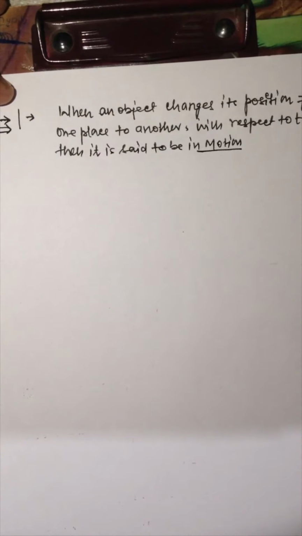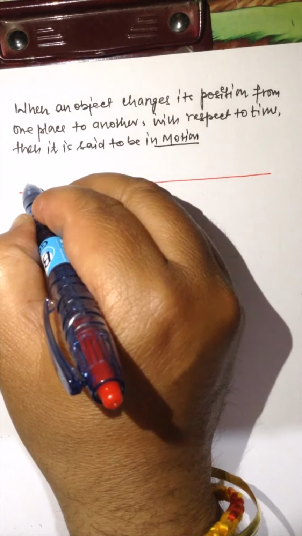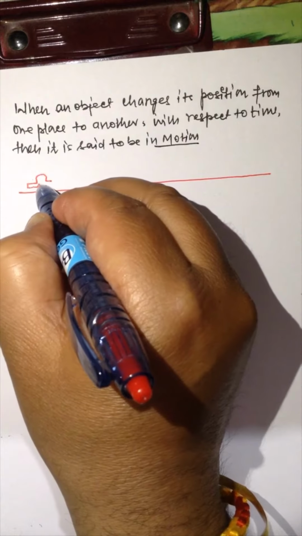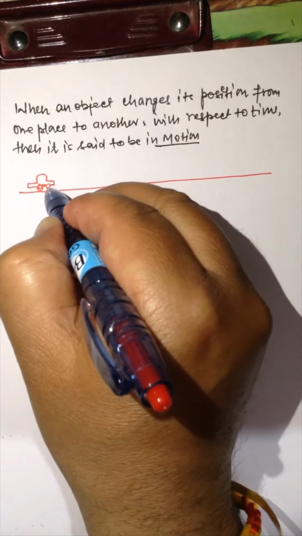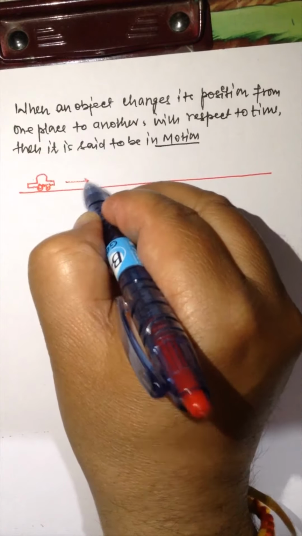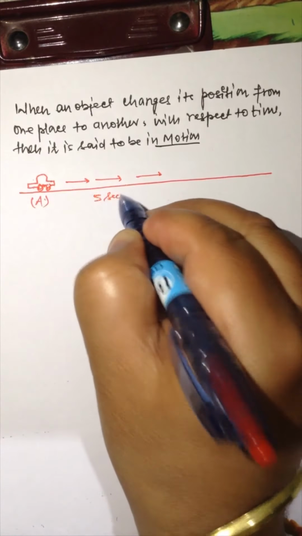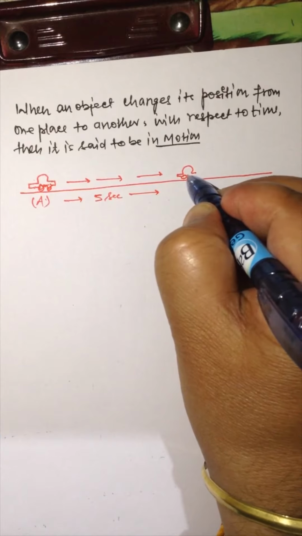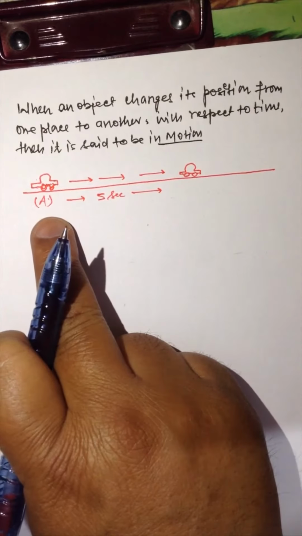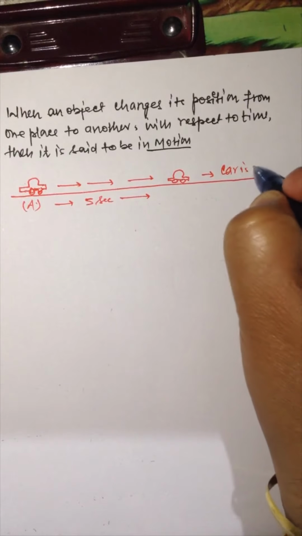See here, suppose we have a complete road, this is a road, and there is one car like this which is moving on this road like this, okay, and this is lying at position A. After some time, suppose after 5 seconds, its position is becoming B. This is the next position of that car, okay. That means the car is moving from one place to another with respect to time. When time is changing, then the position of the object is also changing. That means that car is in motion. Correct.